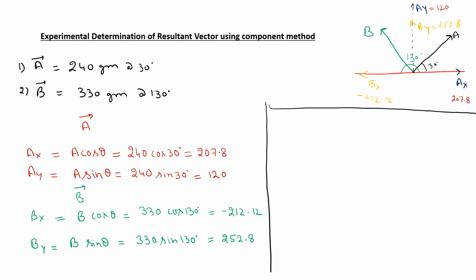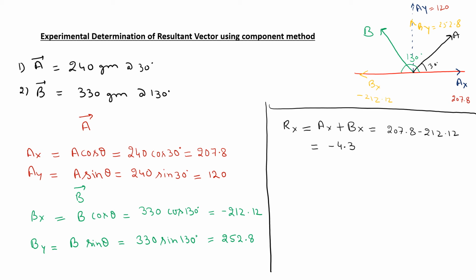Now we'll find the resultant. The resultant is also a vector and it's also going to have components. The R of x, the x component of the resultant, we find by adding A of x plus B of x. When you add these two numbers, 207.8 minus 212.12, I got this number equal to negative 4.3.